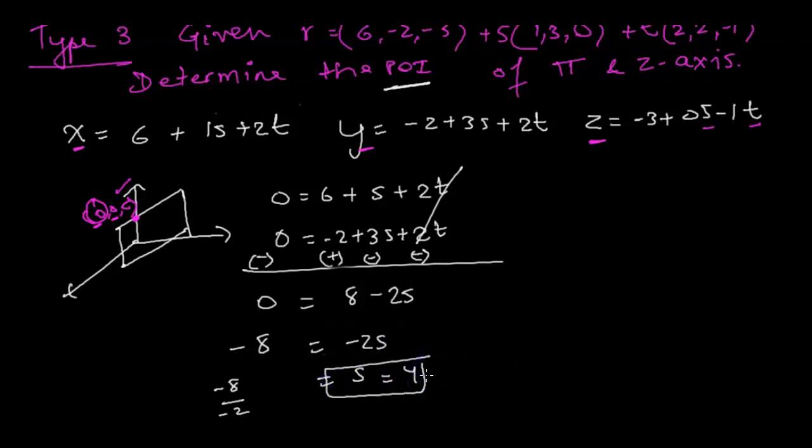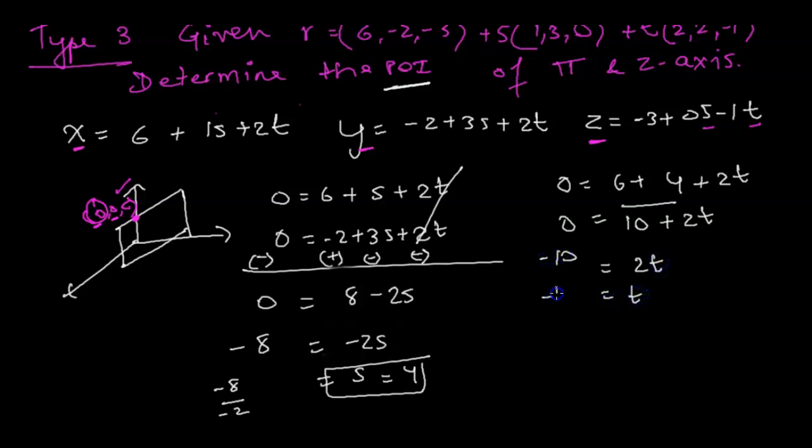Once we get the value of s, all we have to do is just substitute this s into any one of these two equations to get the value of t. I'm just substituting it in the first one. So s is 4, plus 2t. 6 plus 4 is 10, plus 2t is equal to 0. We're left with 2t equal to negative 10. So t is equal to negative 10 divided by 2, which is negative 5. And from here we get the value of s and t.